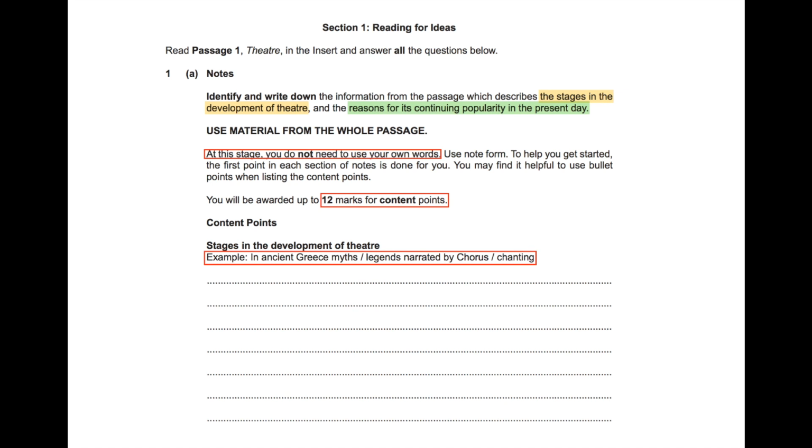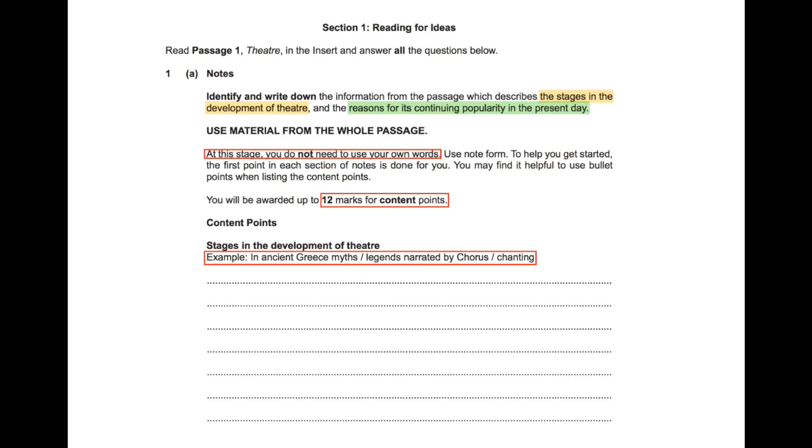Now, I've also highlighted some other information inside these red boxes. The first one says, at this stage, you do not need to use your own words. Very, very important to remember that. You can copy out of the text. You don't want to copy too much, but we'll talk about that in a little more detail in a moment. But you don't have to paraphrase. You don't have to write the information in your own words in this task.